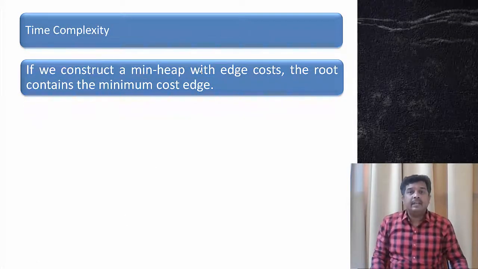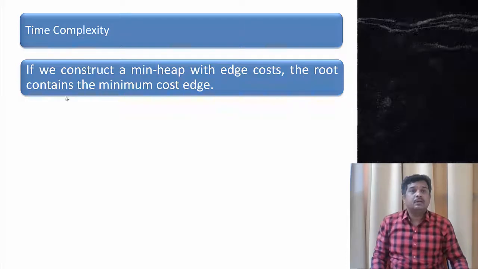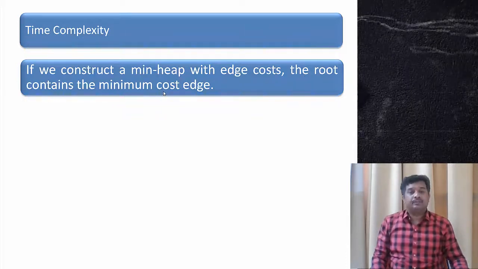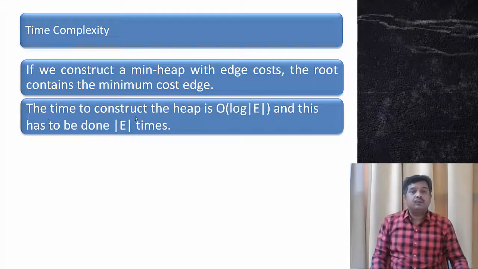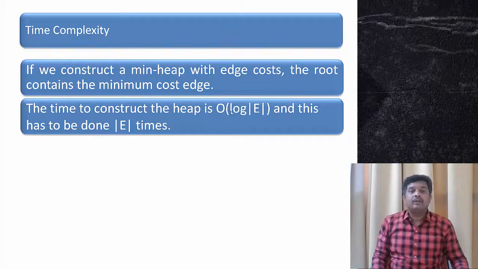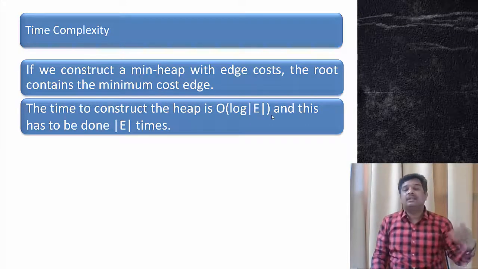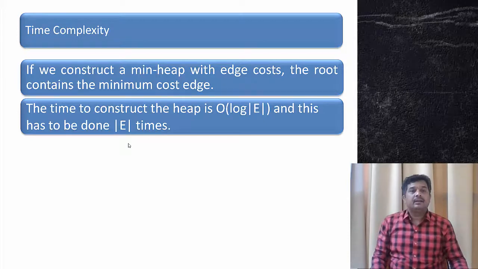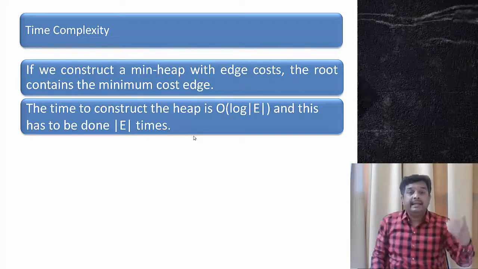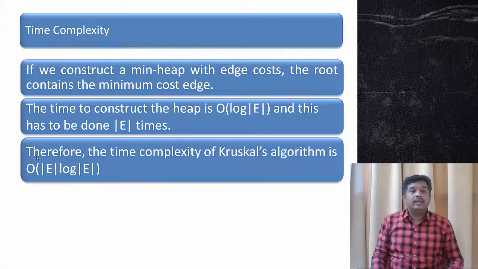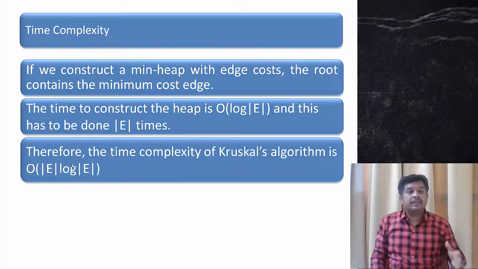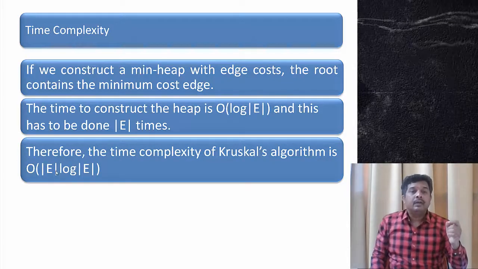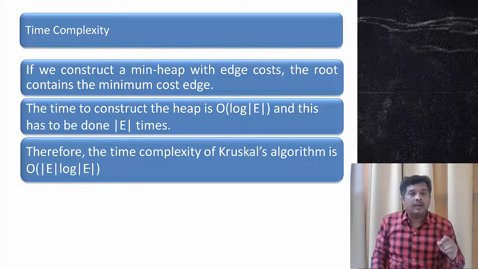If we construct a min heap with edge cost, the root will contain the minimum cost edge, and the time to construct a min heap is order of log e, where e is the number of edges, and it will be done e number of times. So that's why the complexity of Kruskal algorithm is big O of mod e log mod e.